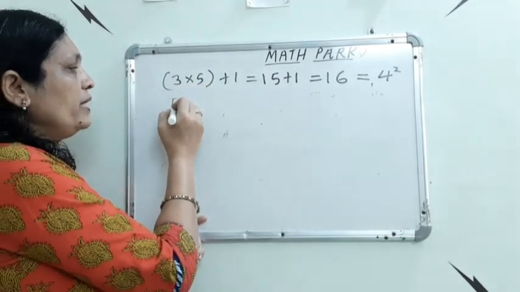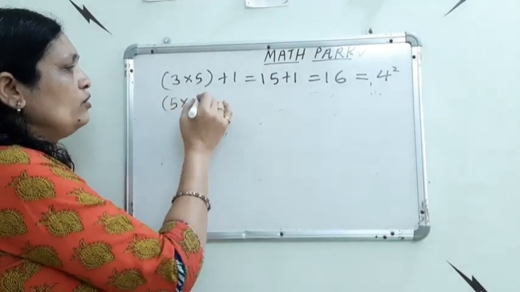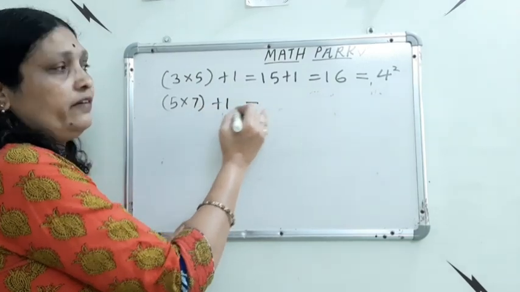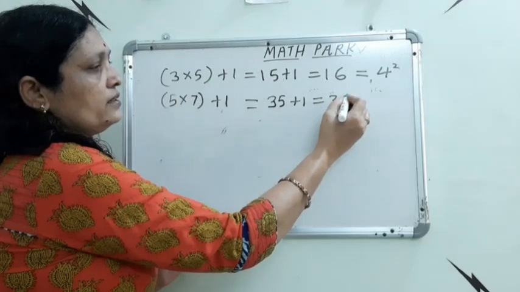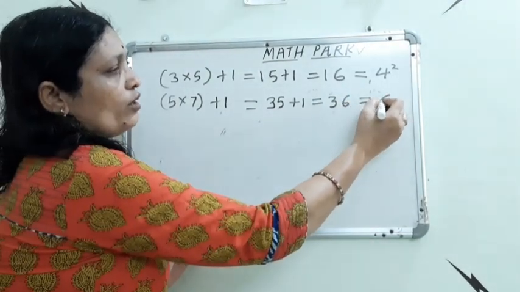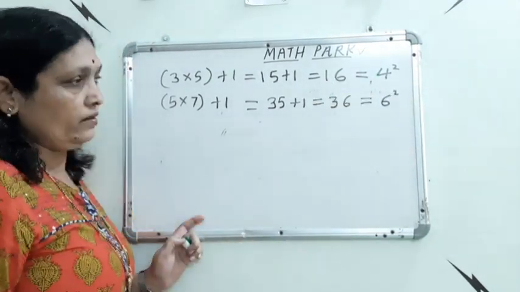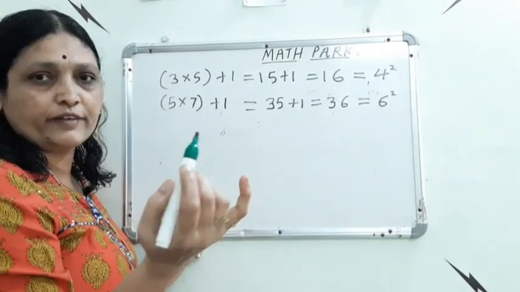Let us take another pair, 5 and 7. 5 into 7 plus 1. 5 into 7 is 35. 35 plus 1 is 36. And 36 is the square of 6. Interesting. 36 is a perfect square.